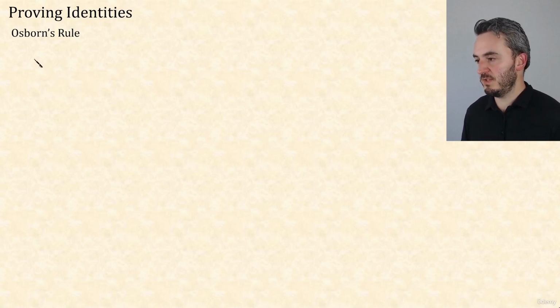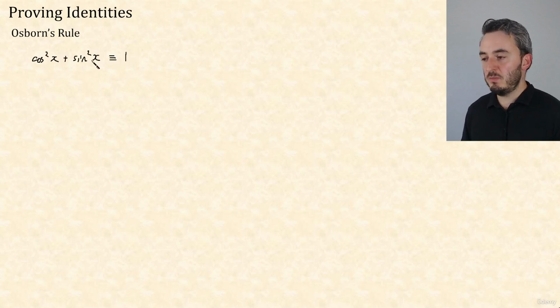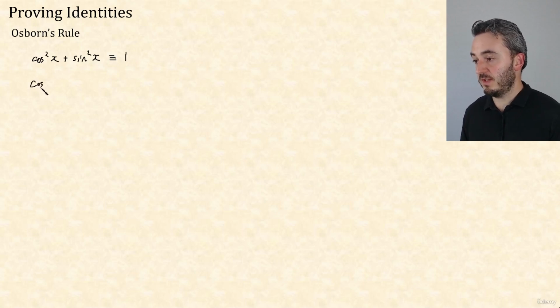What I mean by that is take cos squared x plus sine squared x equals 1. In the hyperbolic world, you just replace that sine squared x with minus sinh squared x. So it becomes cosh squared x minus sinh squared x is 1.